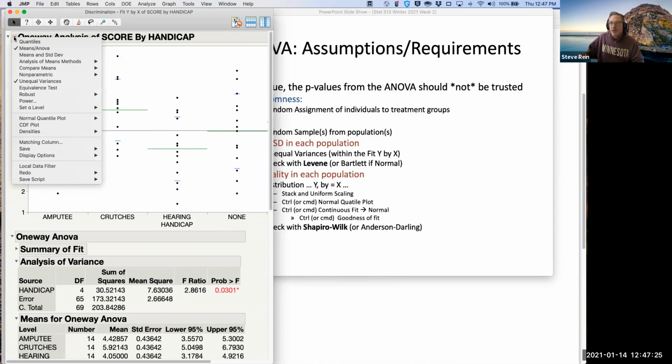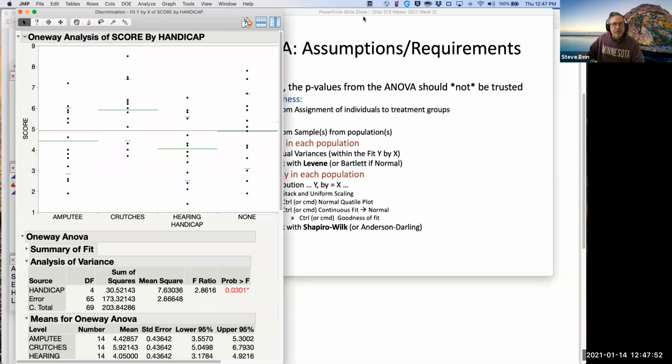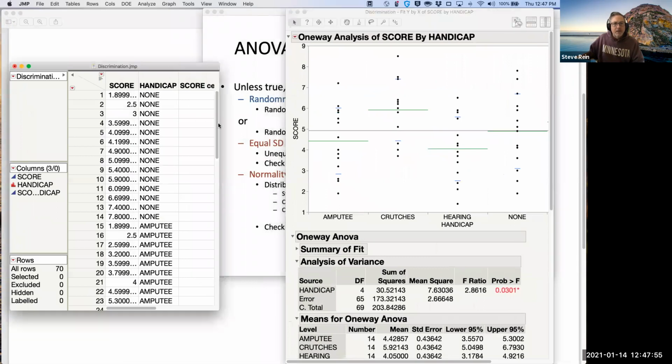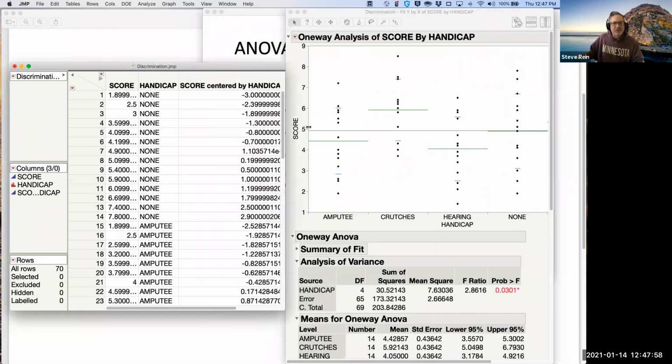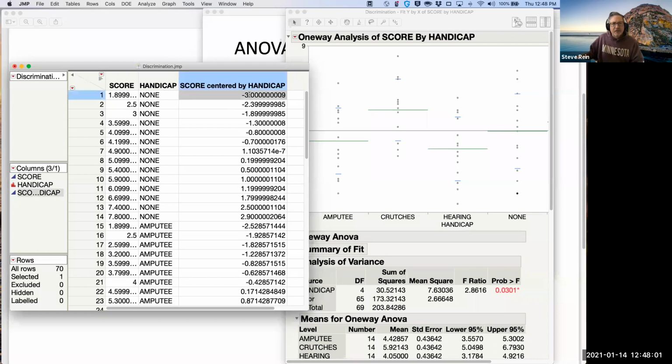What is a residual? A residual, as we'll learn later this term, is how different a data point is from what the model would suggest it should equal. If our model allows each group to have its own group mean, the residual is how far above average for your group you are as an individual. So if I save those residuals, I've got a new column here. Notice that the new column is scores centered by handicap. This -3 says this individual data point, the 1.9, was 3 units below the average for its group.